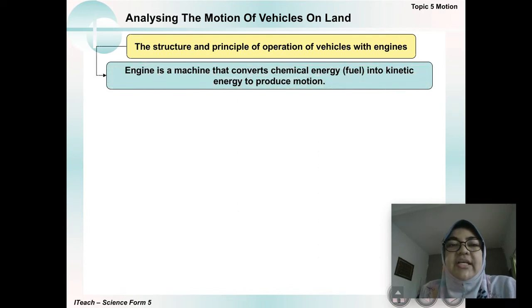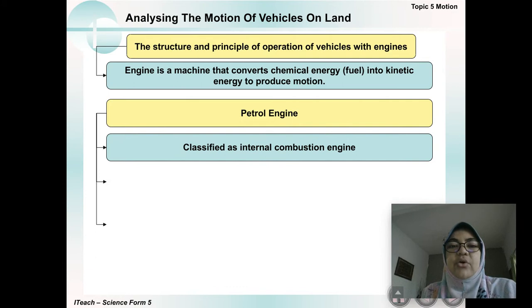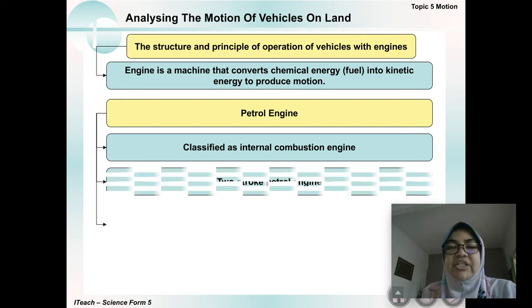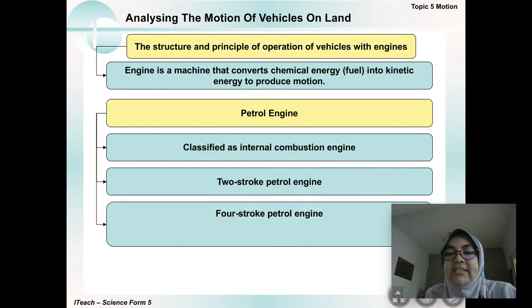Okay, an engine is a machine that converts chemical energy, kita masukkan minyak, fuel, into kinetic energy so that we get motion. So we have petrol engine yang digunakan dalam kereta. It's classified as an internal combustion engine. Dan kita ada dua jenis. One is the two-stroke petrol engine. The other one is four-stroke.